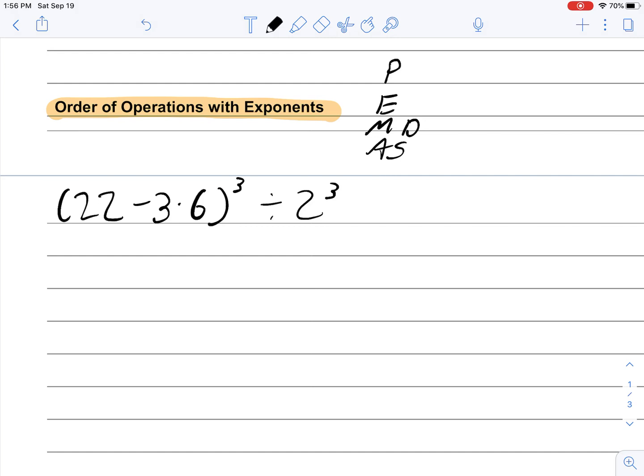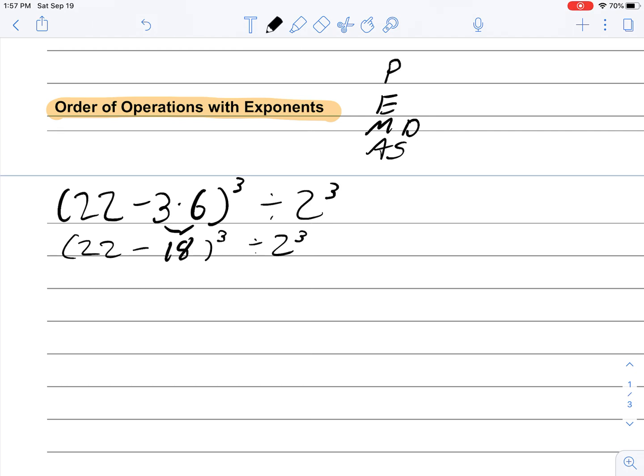Within the parentheses here, I have 22 minus 3 times 6. So within the parentheses, we start with the multiplication. 3 times 6 is 18. So I have 22 minus 18 to the third power divided by 2 to the third power.